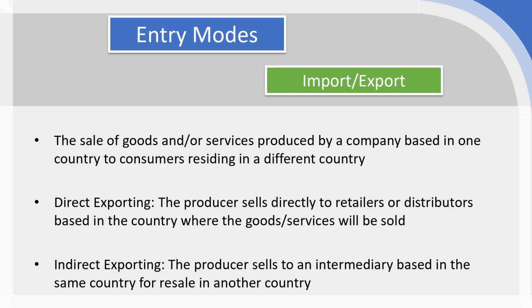So we need to distinguish between direct and indirect exporting. Direct exporting is where the international business will sell directly to retailers or distributors. So even with direct exporting, generally speaking, the international business, in this case a producer, is not selling to the consumers, but rather selling to the retailers within that country. However, with indirect exporting, the producer or the international business is selling to an intermediary, so an agent of some description, who's then going to sell on to the retailer or the distributors.